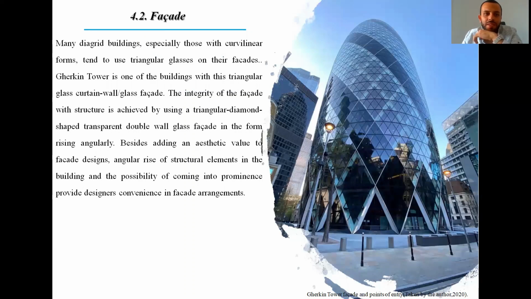Facade. Many Diagrid buildings, especially those with curvilinear form, tend to use triangular glass on their facade. Gherkin Tower is one of the buildings with a triangular glass curtain wall facade. The integrity of the facade with the structure is achieved by using triangular, diamond-shaped transparent double-wall glass plates in the form of angularly rising. Besides adding an aesthetic value to the facade design, the angular rise of structural elements in the building and the possibility of their coming into prominence provide designers convenience in phased arrangement.